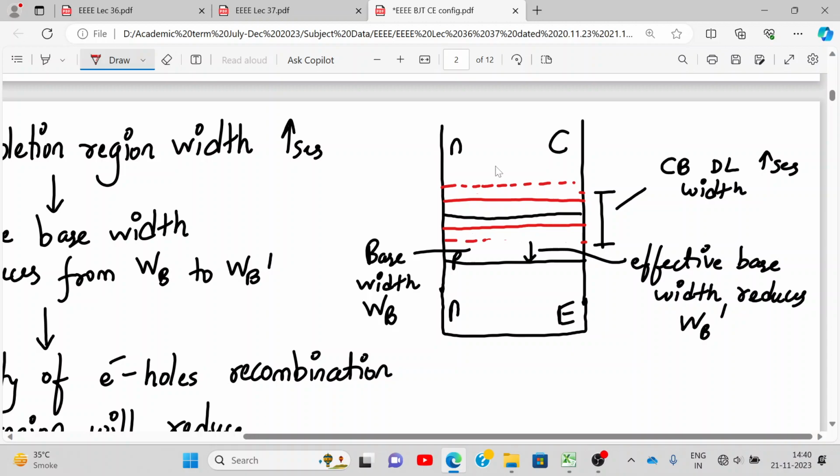So basically what is happening? Effectively, my base width is reducing, right? The base is becoming so small, now the base width is this much only. So what will happen? The number of charge carriers in the emitter, I told you 10 lakh, are coming into the base, and the base region is very small. So very less number of them will recombine. So most of the electrons will go to the collector. Less chances of recombination at the base.